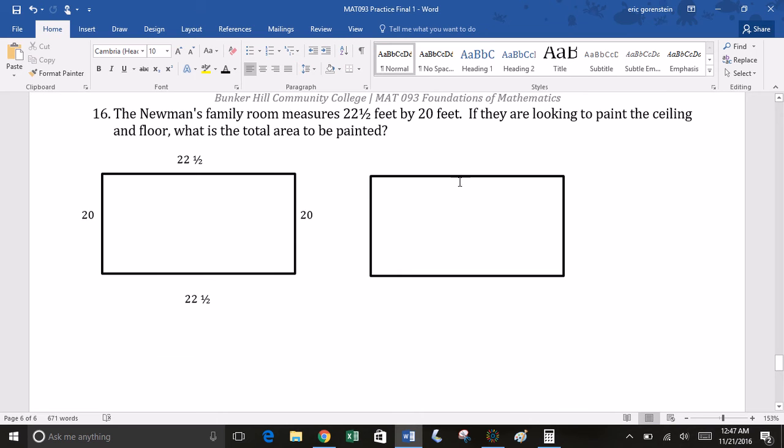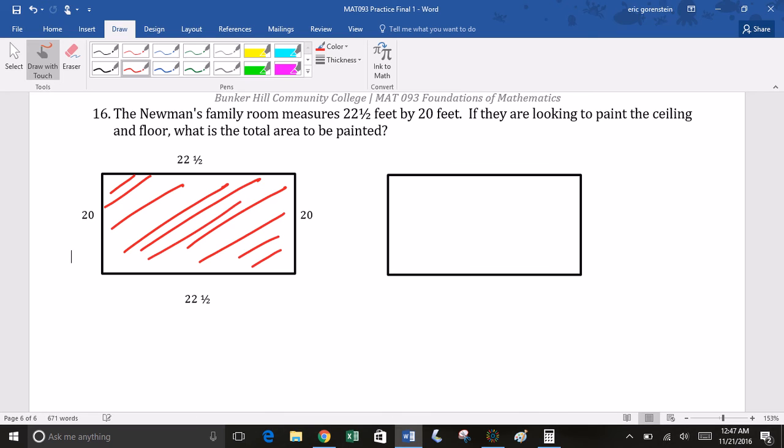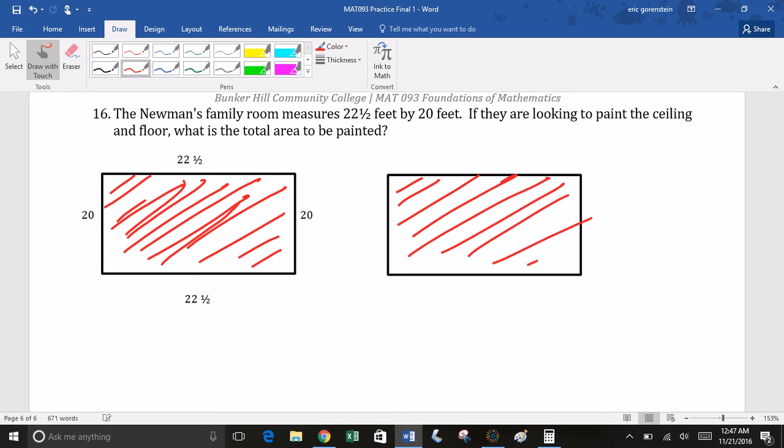Okay, so same dimensions. The floor and the ceiling are the same size, and so if we're painting, that means we're looking for the area. So if we're painting the floor, we need the area of the floor, and the area of the ceiling is going to be the same. So once we find the area of the floor, we could just double that, and that'll give us the area of the floor and the ceiling.